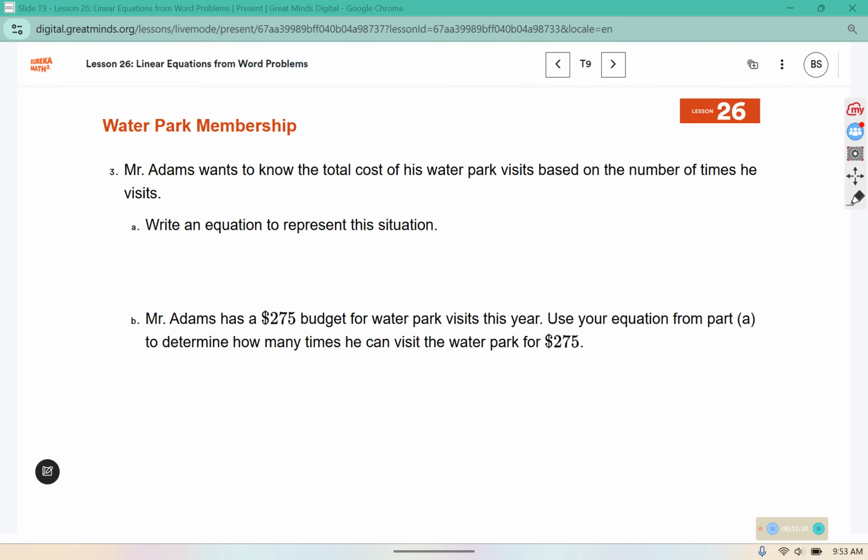Mr. Adams wants to know the total cost of his water park visits based on the number of times he visits. Write an equation for this situation. Well, we know that every time he goes to the park, he has to pay $5 for parking. And he also spent $150 on his annual pass. So X represents the number of times he goes for the parking, and then the Y would represent the cost.